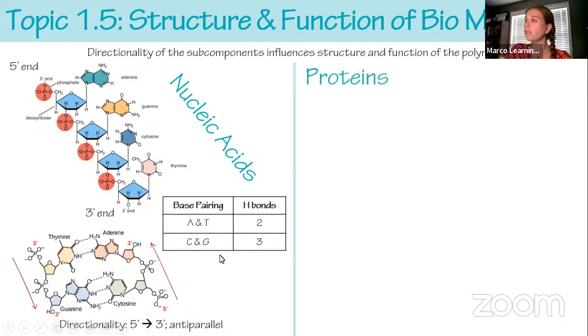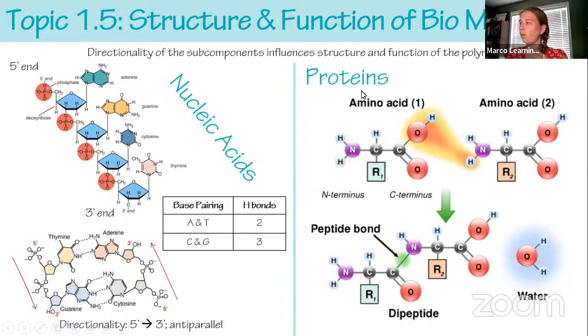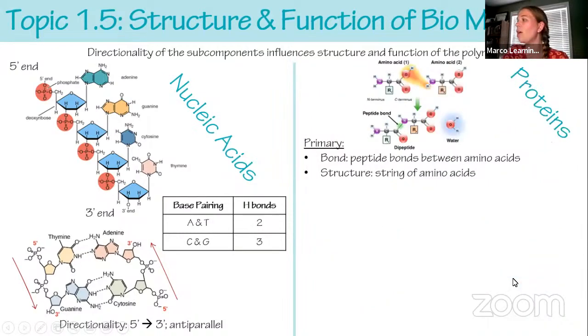So our proteins, as we said before, you've got your 2 amino acids, and they're going to bond together to create that peptide bond. As I said, there is an N terminus and a C terminus. That's the directionality that we need to make sure we know. We also need to talk about the structure. The primary structure is just that string of amino acids, all the amino acids bonded to one another. And as we said before, the bond is a peptide bond.